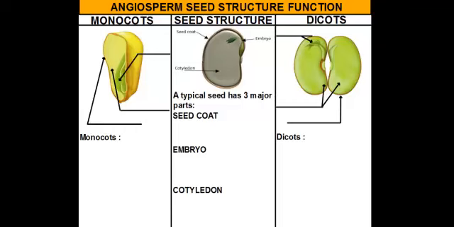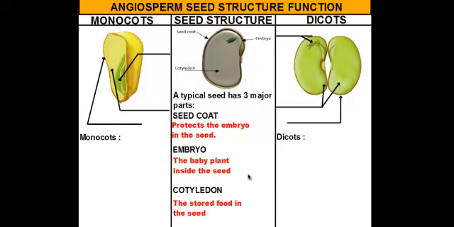First of all, there's what's called a seed coat. The seed coat is a protection for the embryo inside of the seed. As we talked about earlier in the year, an embryo is the baby form of an organism, so the embryo is the baby plant that's inside of the seed. And then lastly, we have a very, very important structure called the cotyledon. The cotyledon is the stored food in the seed.